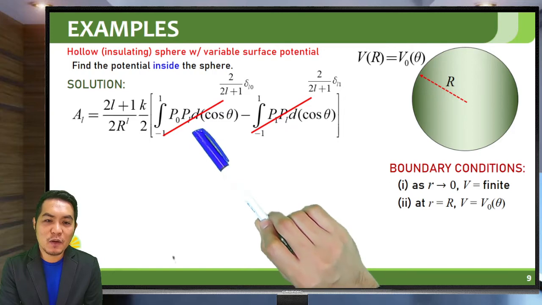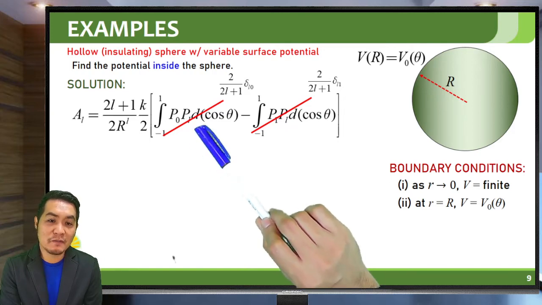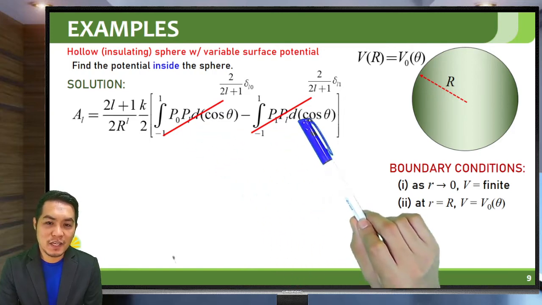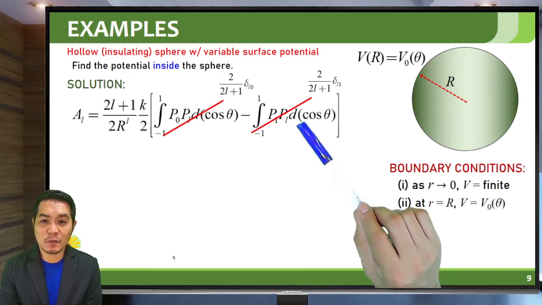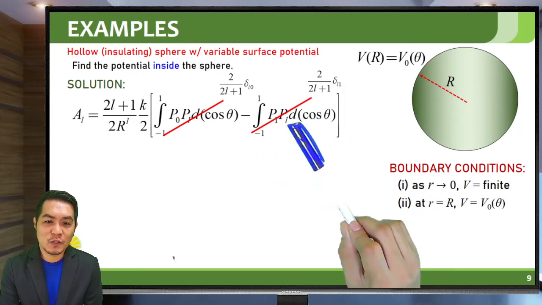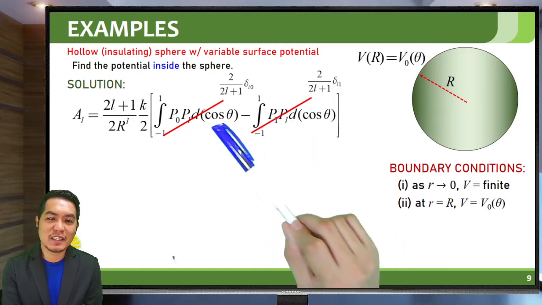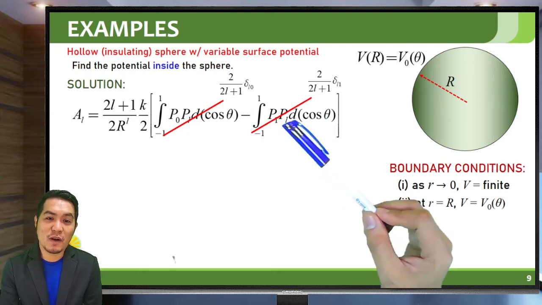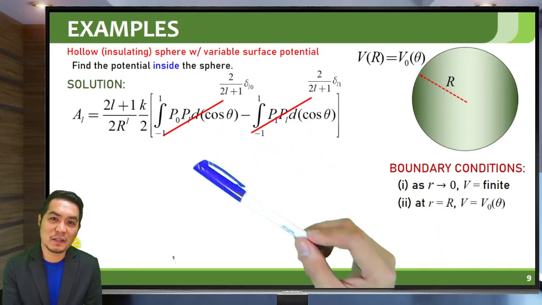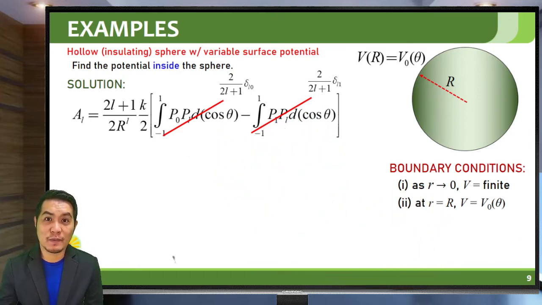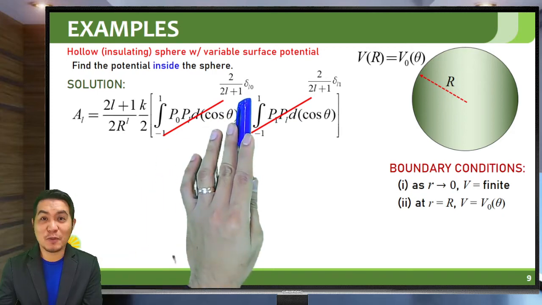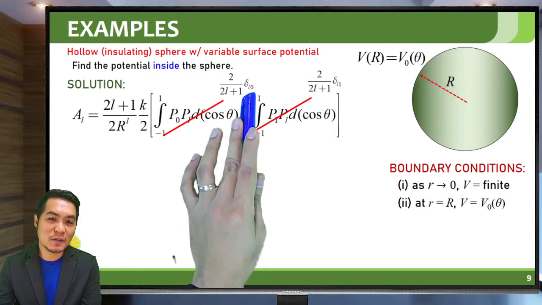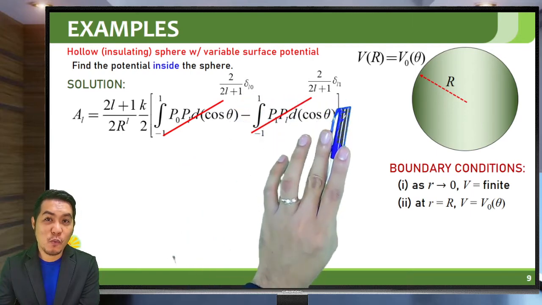This integral will only have a value of 2 over 2L plus 1 if L is equal to 0. Similarly, this integral will have a value of 2 over 2L plus 1 if L is equal to 1. So this means that these two integrals cannot have a non-zero value at the same time. One integral will be 0 and the other will be non-zero at any one time. But you will notice here that there are only two possible values of L: L equal to 0 and L equal to 1.